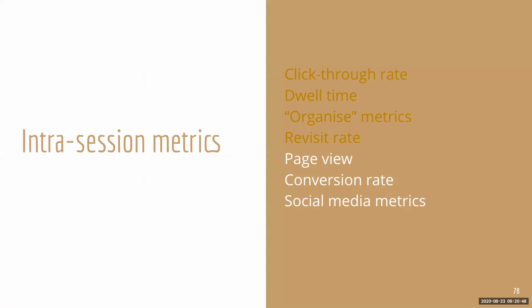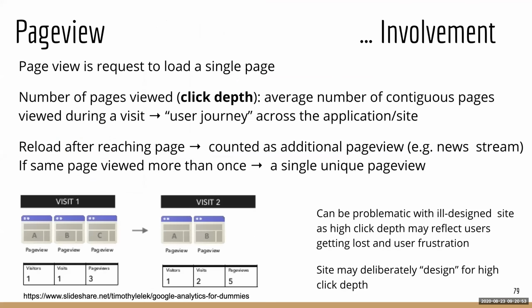Okay, we have page view. So page view is what is called click depth. You just click and there's the page and so on. It's often used in many areas. It's the average number of contiguous pages viewed during a visit. There's a user journey across the application. There's a notion of when a page view is counted and so on, especially in context of news streams. So this is related to click, and it has some instrumentation aspects in context of streaming that is very much related to click.